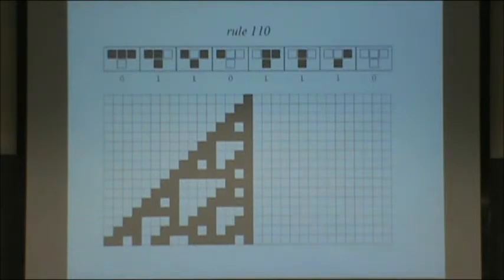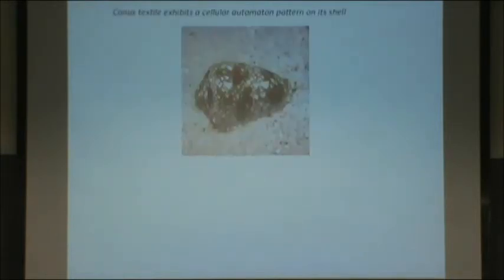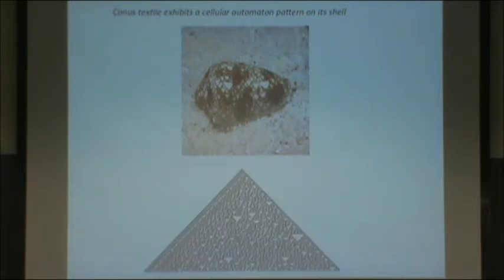But if you're not impressed, let me remind you of this little guy. It turns out that the pattern on the shell of this Conus textile, I'm sure you've seen it on the beach, can be generated using rule number 30. Again, it's not always exact, there is some shifting, but that is the pattern.